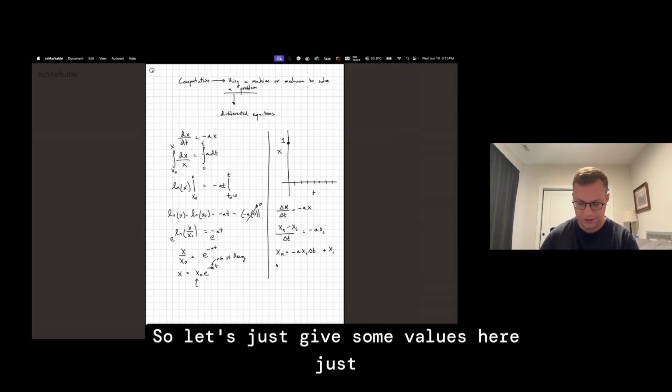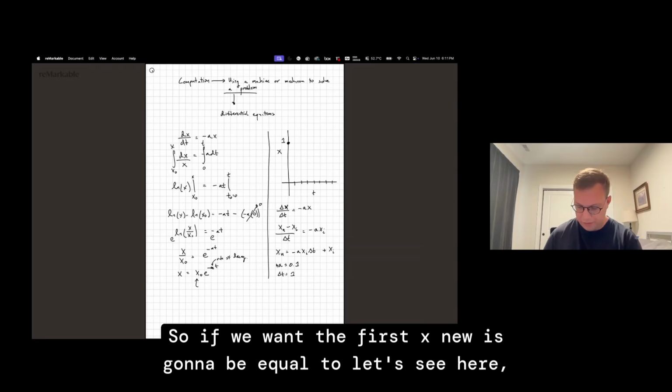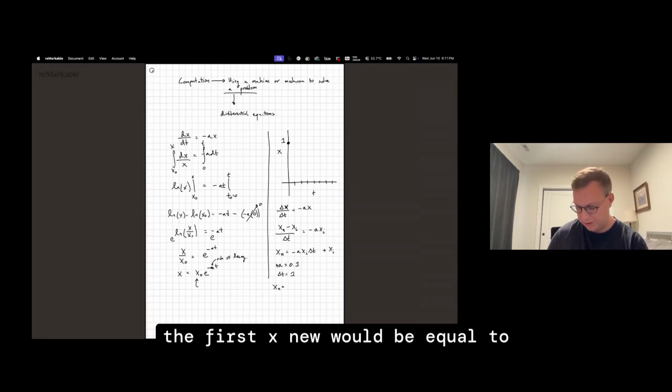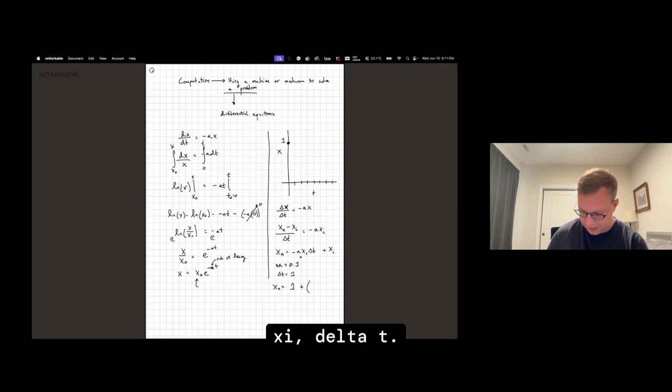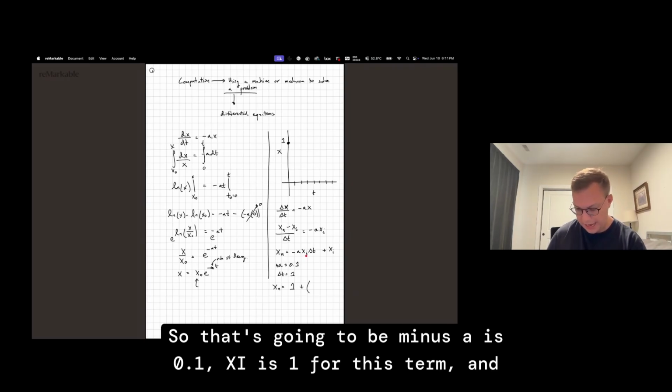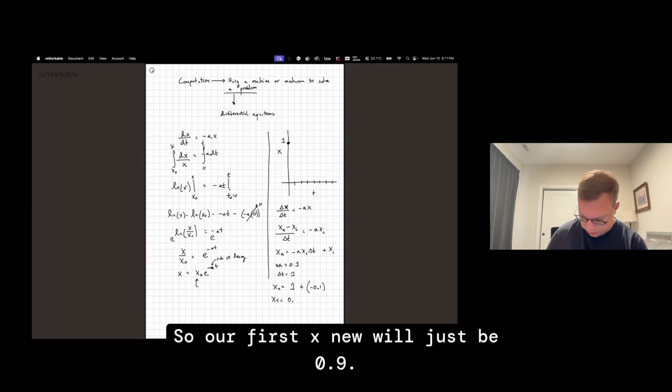So how would we do this? Let's give some values here. We'll make a equal to 0.1, and we'll take a step every second. The first x new is going to be equal to x initial, which is 1, plus minus a times x i times delta t. So that's minus a, which is 0.1, x i is 1 for this term, and delta t is going to be 1. That's pretty easy. It's just going to be minus 0.1. So our first x new will just be 0.9.